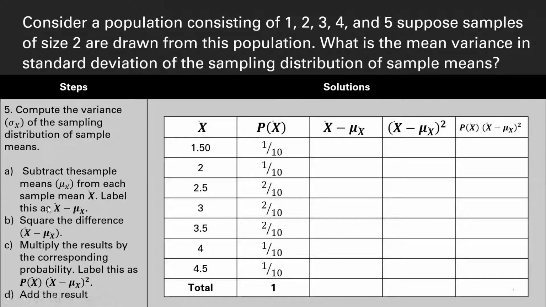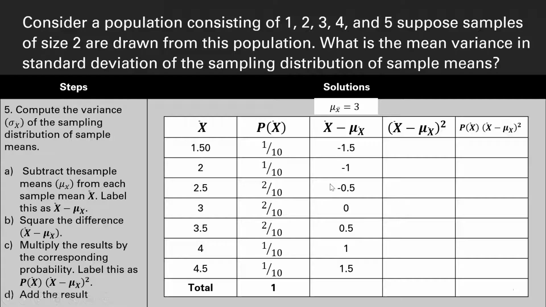So we're going to subtract the mean of the sample means from each sample mean. Remember that the mean of the sample means is equal to 3. So we're going to subtract this from each sample mean. So that is 1.5 minus 3 is negative 1.5. 2 minus 3 is negative 1. 2.5 minus 3 is negative 0.5. 3 minus 3 is 0. 3.5 minus 3 is 0.5. 4 minus 3 is 1. 4.5 minus 3 is 1.5.